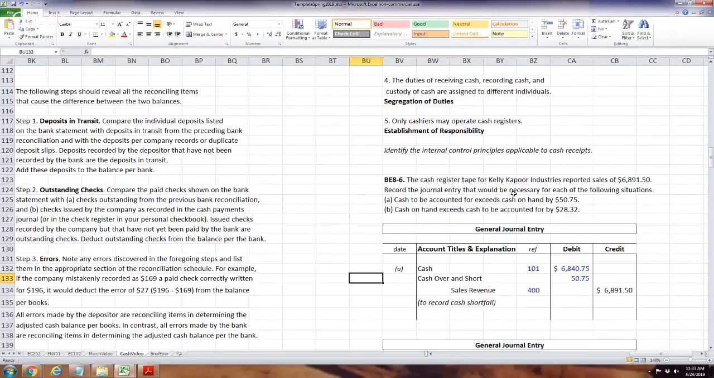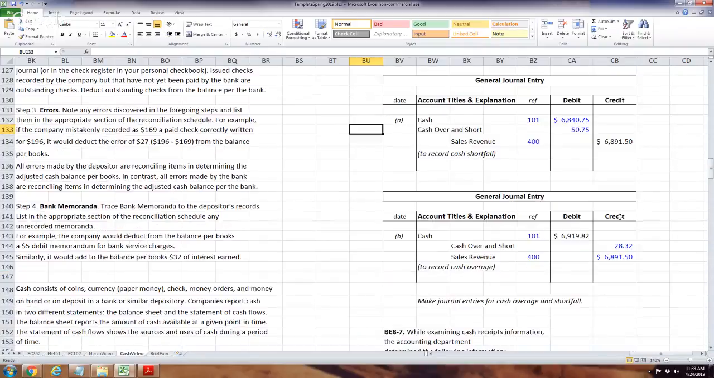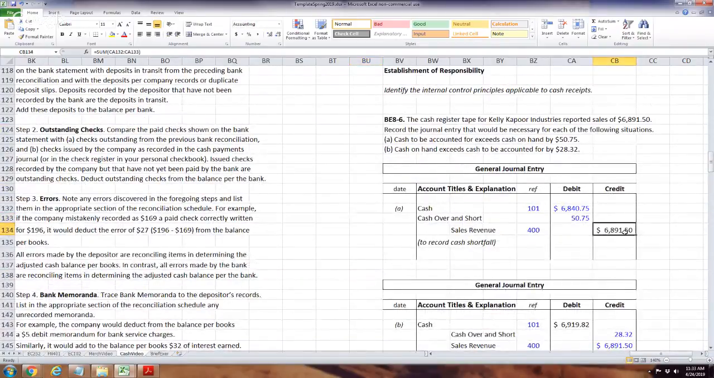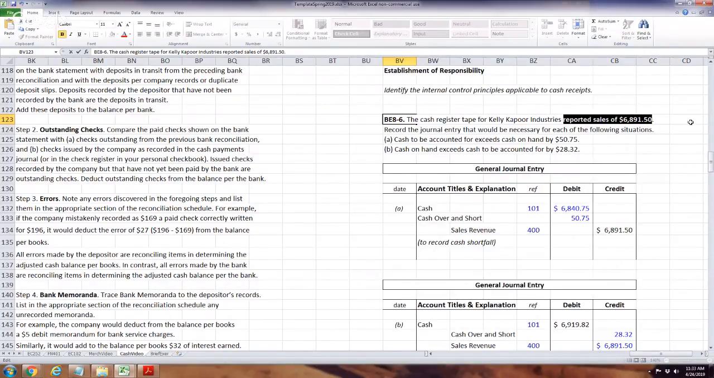And again, this refers to the physical count, not the electronic record. Yeah, so this number appears in both places. All right, so the electronic record is this number, $6,891.50. Okay, and that's got to be entered there one way. Let's just look at the first one. It says cash we accounted for exceeds cash on hand by $50.75.